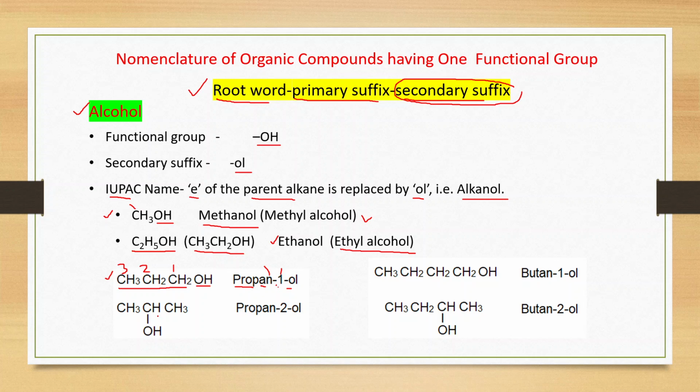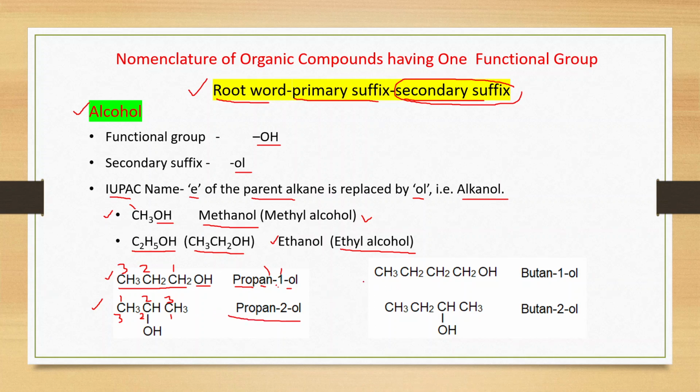Clear? Now in this situation, again we give the numbering. Remember, numbering starts from the terminal carbon atom. You can give numbering from the left hand side, then this is 1 2 3, and if you give the numbering from the right hand side, then this is again 1 2 3. In both cases, the OH group is attached at the second carbon atom. That's why this is propan-2-ol.